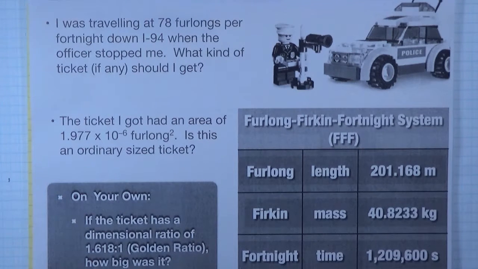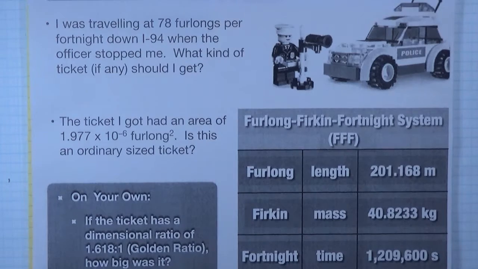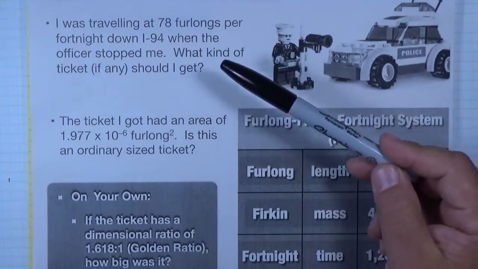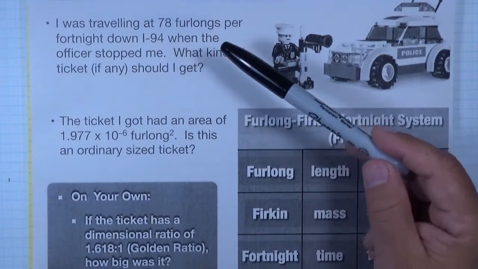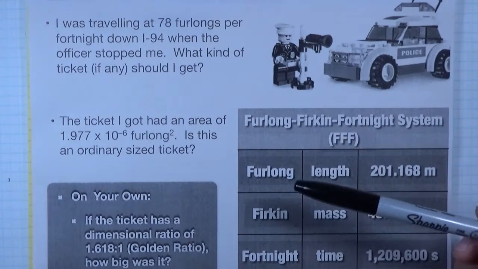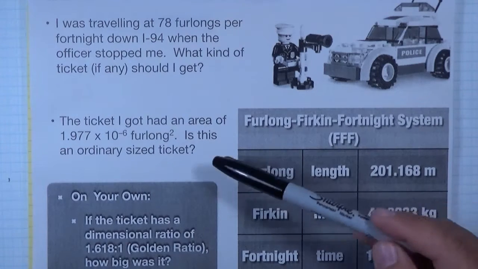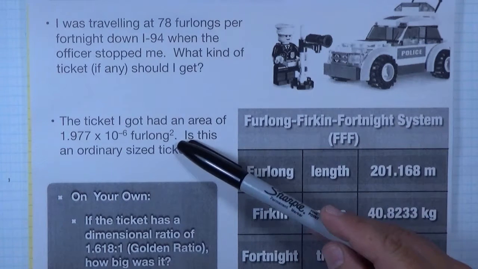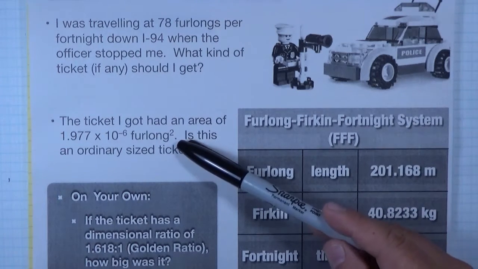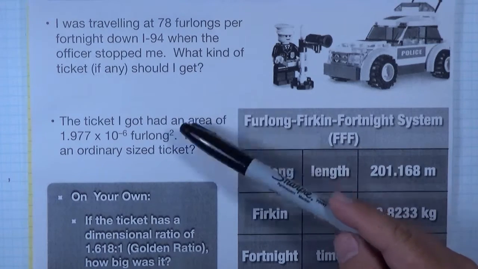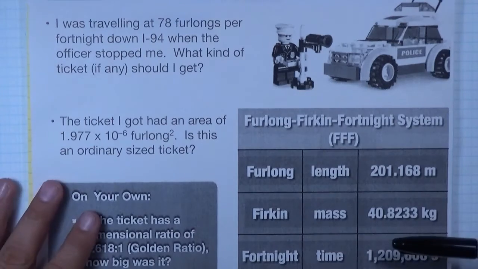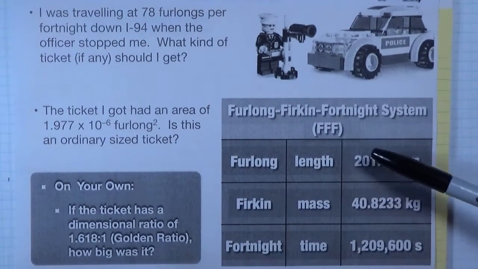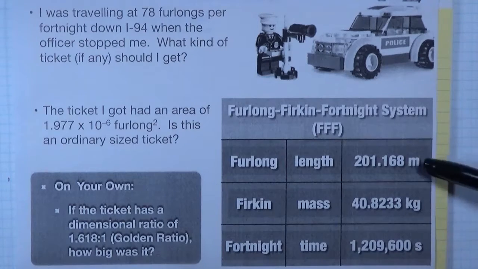So I want to do the two unit conversions noted here in the problem. I'm going to do the unit conversion for my speed. I'm traveling along in this problem at 78 furlongs per fortnight. I get a ticket, and that ticket has a certain area expressed in furlongs squared, and so I'm going to convert both of those numbers into standard MKS numbers using the conversions for the Furlong-Firkin-Fortnight system that we listed in the table here in class.